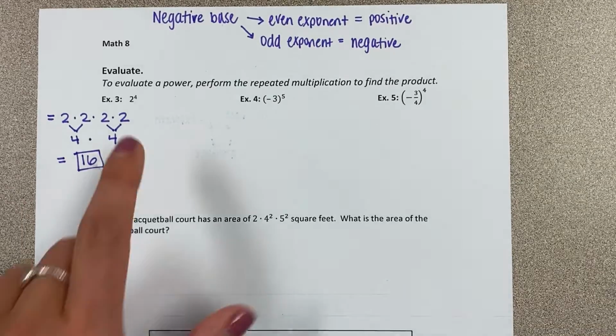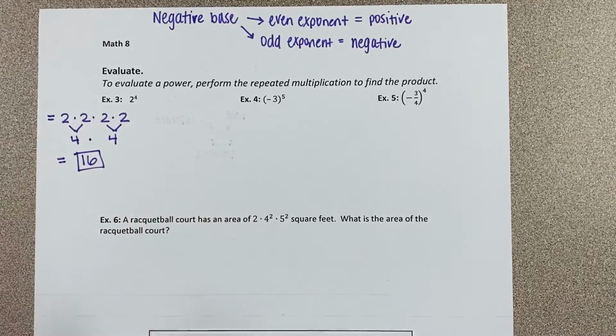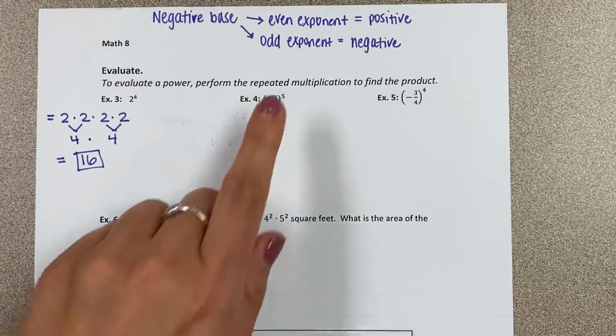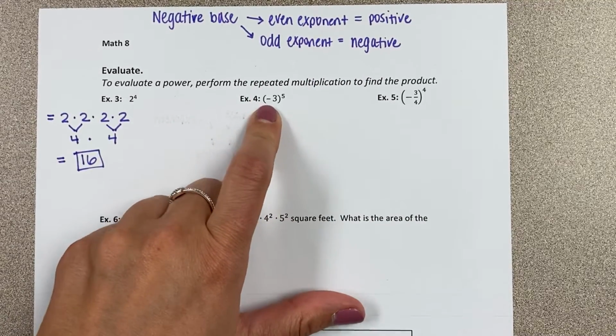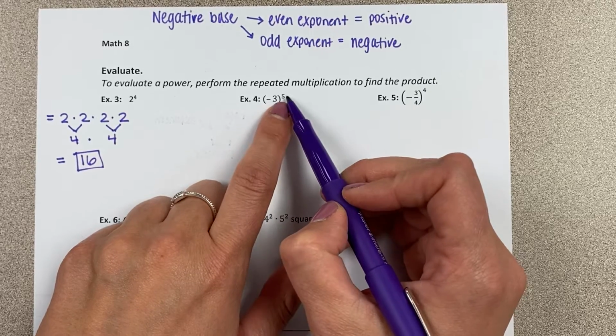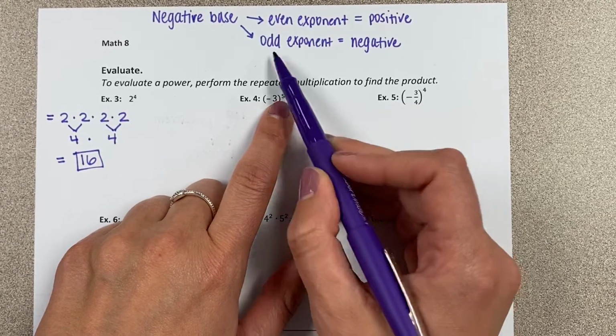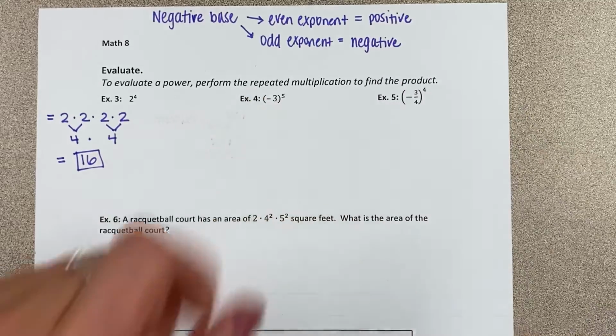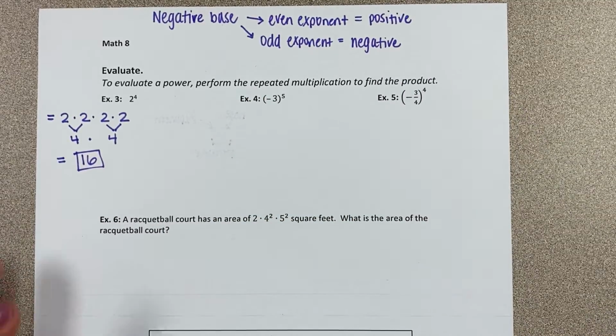Now for this example, the base was positive, so we didn't have to use this rule at all. For this one, we will. So I said if it's a negative base, which we have, 5 is odd, so it's an odd exponent. That means my final answer is going to be negative. So let's see if that's true.